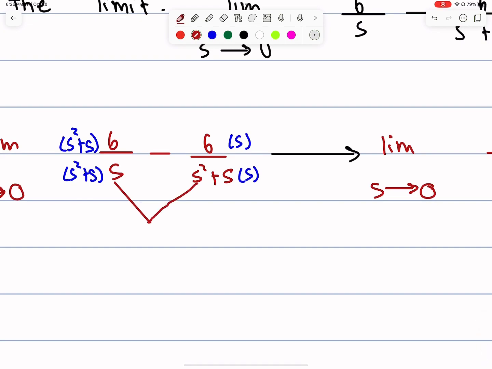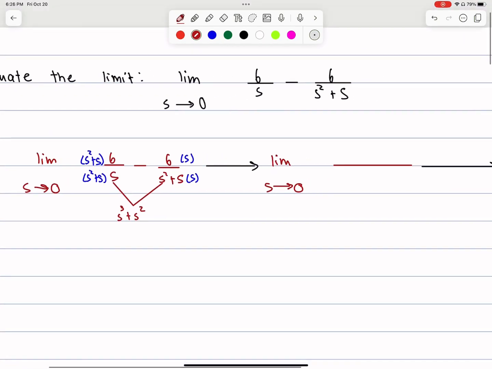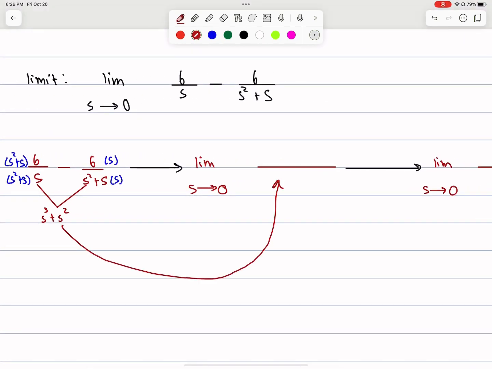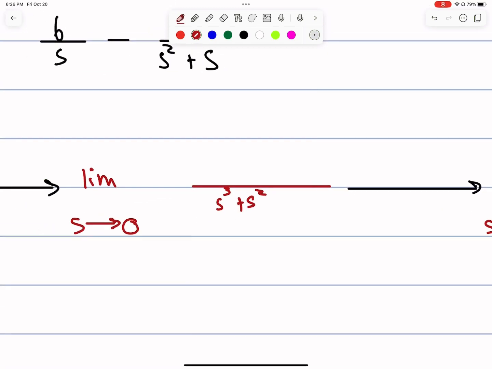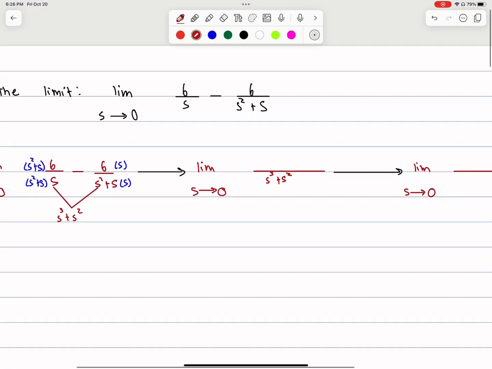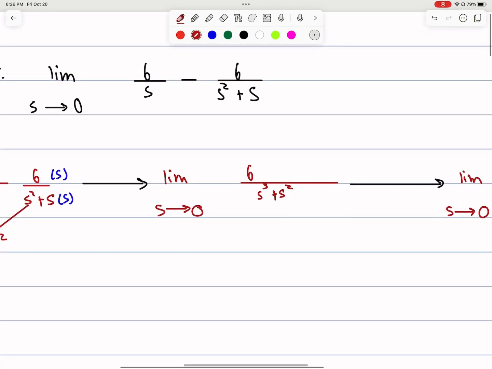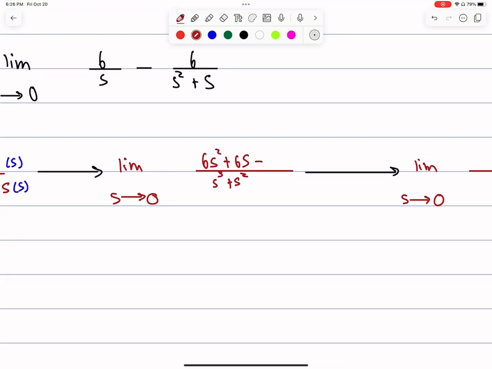Now, when you do this, you're going to end up FOILing both sides, which is going to give you s cubed plus s squared. And that's going to be your denominator for the next step. Now, this is going to leave you with s cubed plus s squared. And you're also going to want to FOIL the numerator, which is going to leave you with 6s squared plus 6s minus 6s.